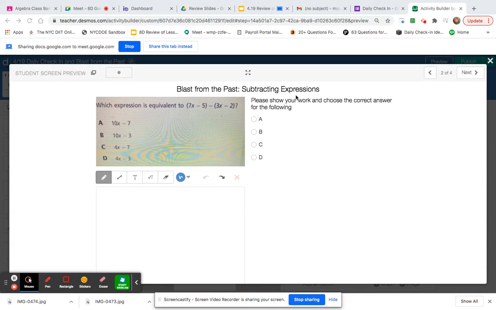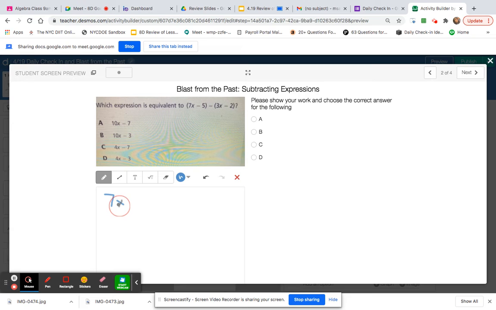Okay, so we're dealing with subtracting expressions. The problem says which expression is equivalent to 7x minus 5 minus 3x minus 2. Okay, so subtracting expressions is very similar to adding expressions. We just have one additional step. Okay, so I'm just going to rewrite the problem.